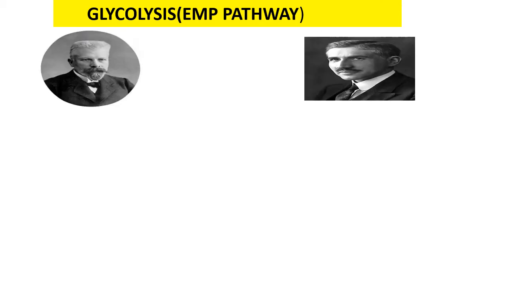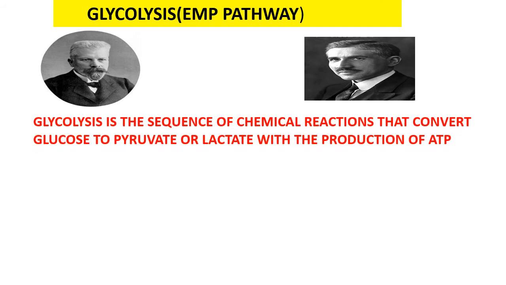The first step in carbohydrate metabolism is glycolysis, which is also known as the EMP pathway, named after the scientists who discovered glycolysis, Embden, Meyerhof. Glycolysis is the sequence of chemical reactions that convert glucose to pyruvate or lactate depending upon the availability of oxygen, which we will discuss in the next video, with the production of ATP.